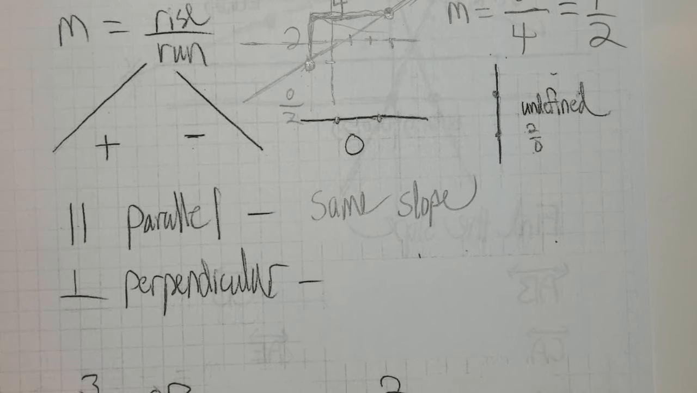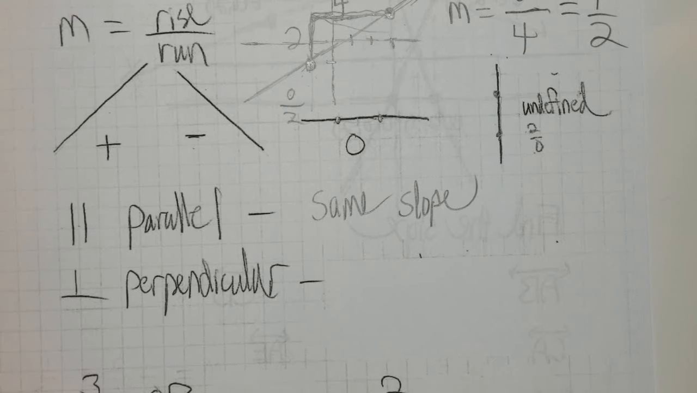So if I have one line and the slope is 3, then any line parallel to it would also have a slope of 3. Parallel lines have the same slope. They're going the same direction. They'll have the same rise over run and therefore the same slope.